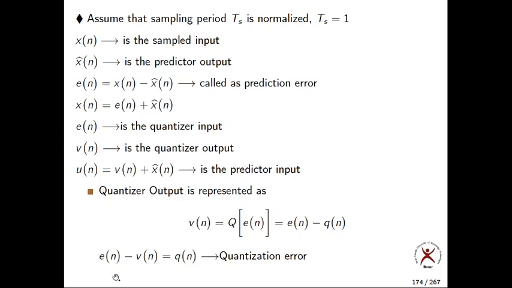Otherwise error equal to input to the quantizer minus output of the quantizer. So this q of n is another, extra term we are getting, that is called quantization error. There are two errors: prediction error, what is that, E of n, and what is q of n, the quantization error. Okay.